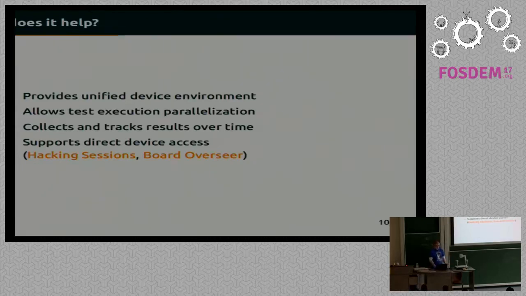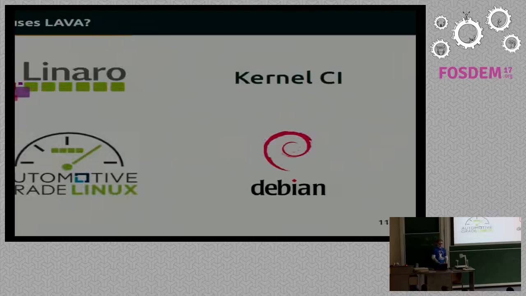Lava is currently in use by multiple projects, by multiple companies. For example, by Linaro for their board farm in Cambridge, by KernelCI for boot tests of current kernel trees, by Automotive Grade Linux, and Debian as for GNU Linux distributions. So once we all realized what can we get from a Lava laboratory, let's go to the actual setup.